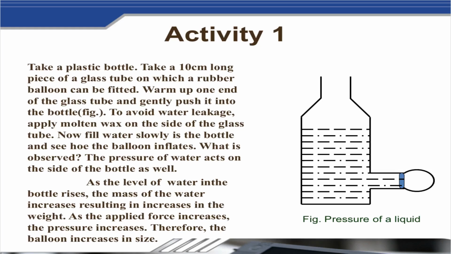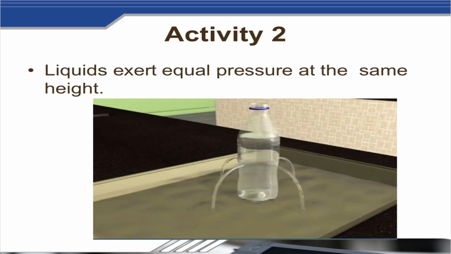What is observed? The pressure of water acts on the side of the bottle as well. As the level of water in the bottle rises, the mass of water increases, resulting in an increase in the weight. As the applied force increases, the pressure increases. Therefore, the balloon increases in size. Okay. Now we see the activity 2.